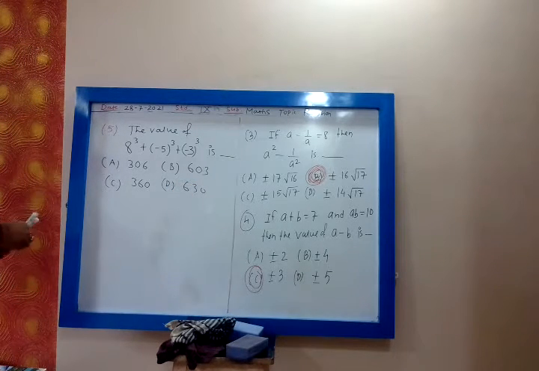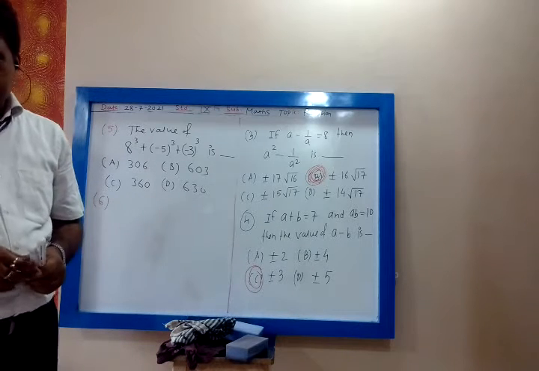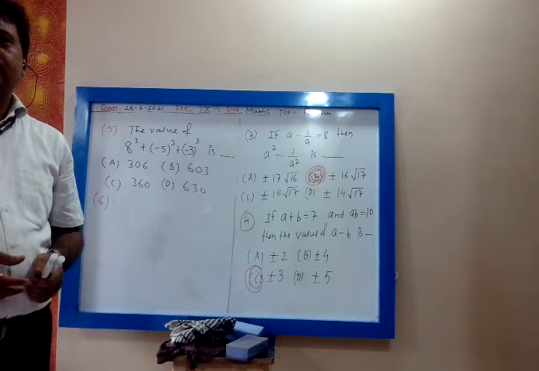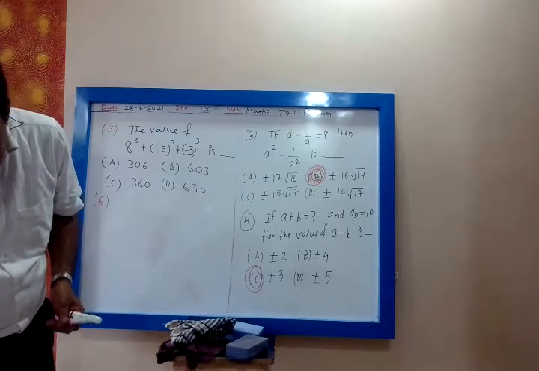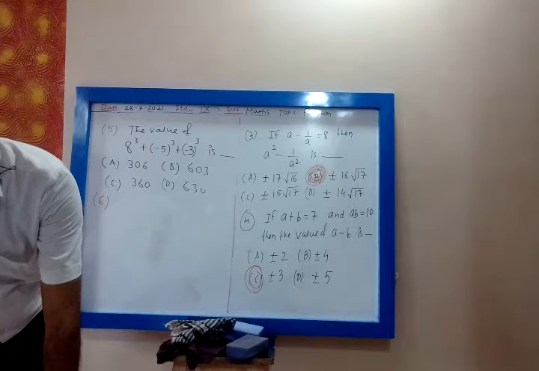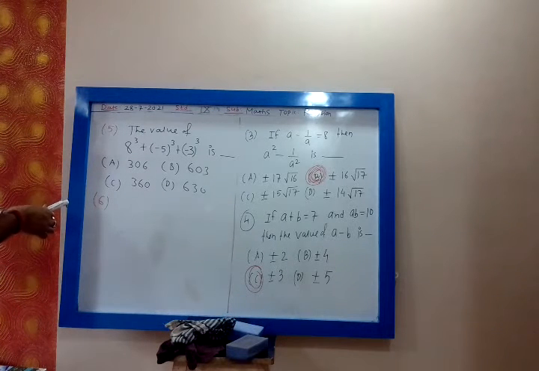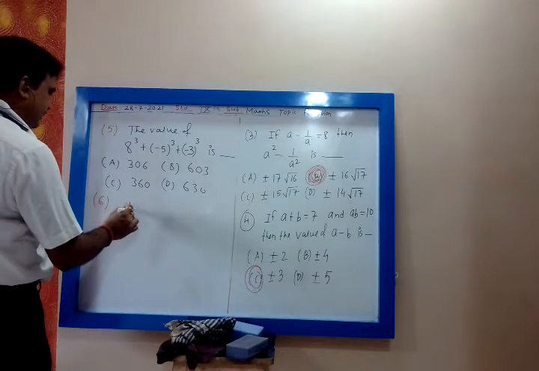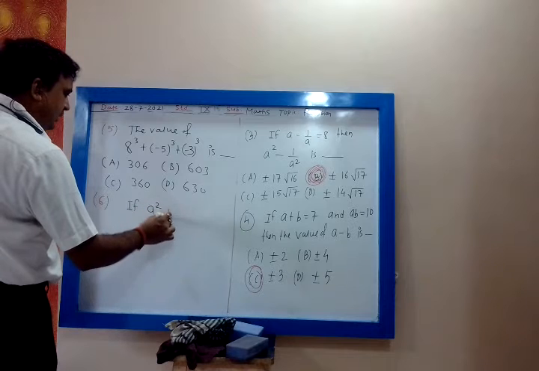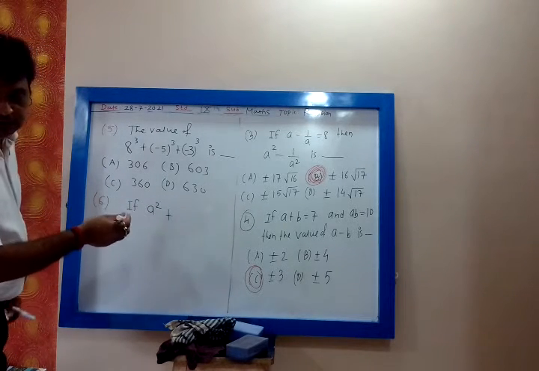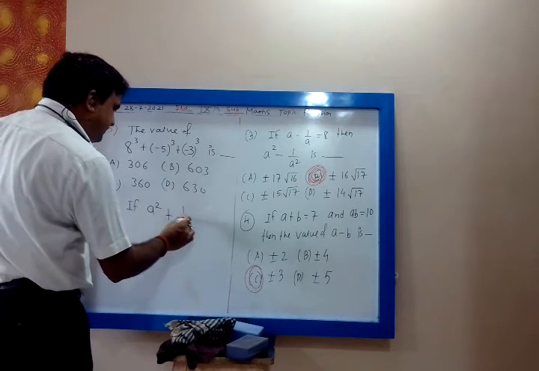Okay, so which property you have to use, that you have to see. When it will be 3abc? So first you check whether a plus b plus c is 0. Yes, if it is 0, then it will be 3abc. 360, yes, 360 is the absolute correct answer. If a square plus 1 upon a square is 23.